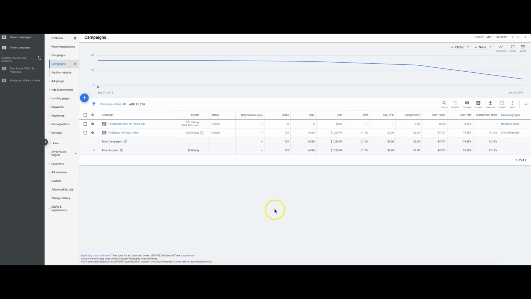Besides that, the budget's the biggest thing here. It choked him up. If you would have doubled that budget, or even at least gone to $75 a day, you probably would have done much better. But, you know, sometimes you got to do the best you can.